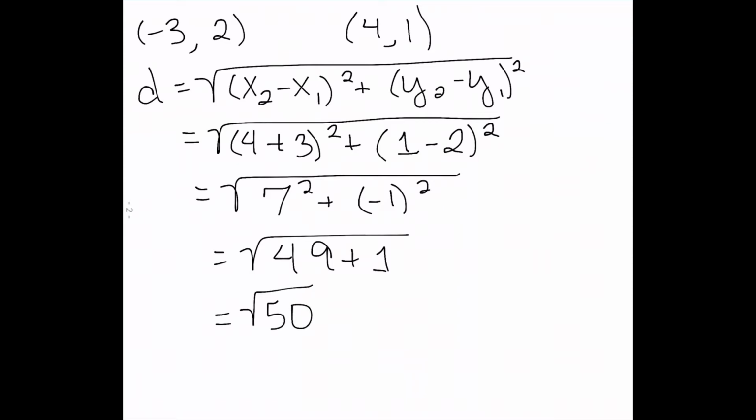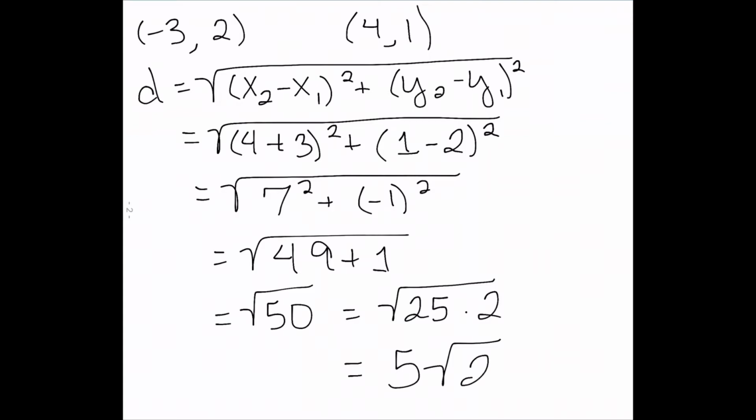However, we can simplify this. 50 is the same thing as 25 times 2, and we know that the square root of 25 is 5, so this is 5 root 2.